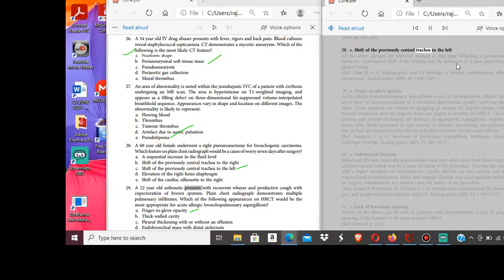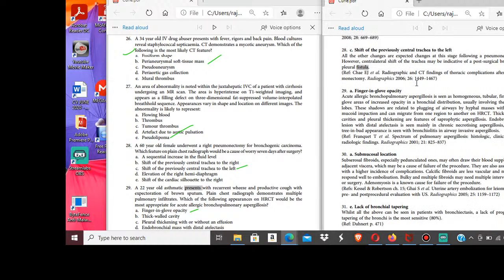28. C. Shift of the previously central trachea to the left. All the other changes are expected changes at this stage following a pneumonectomy. However, contralateral shift of the trachea may be indicative of a post-surgical bronchopleural fistula.